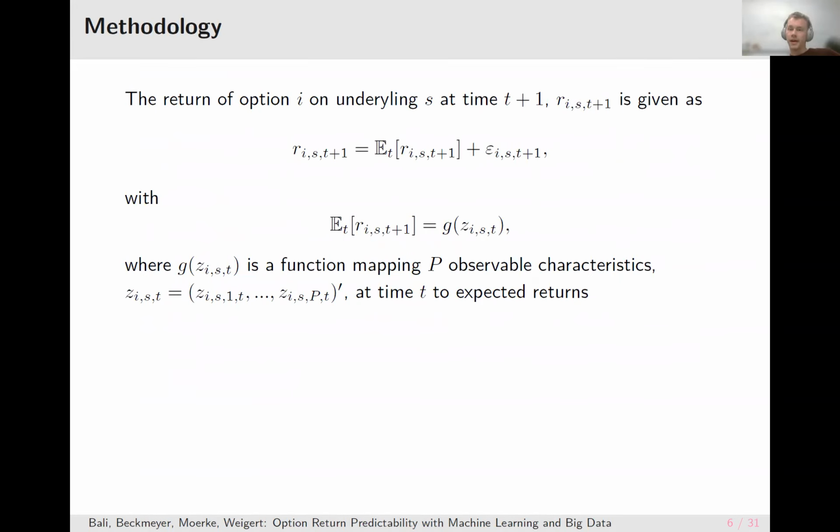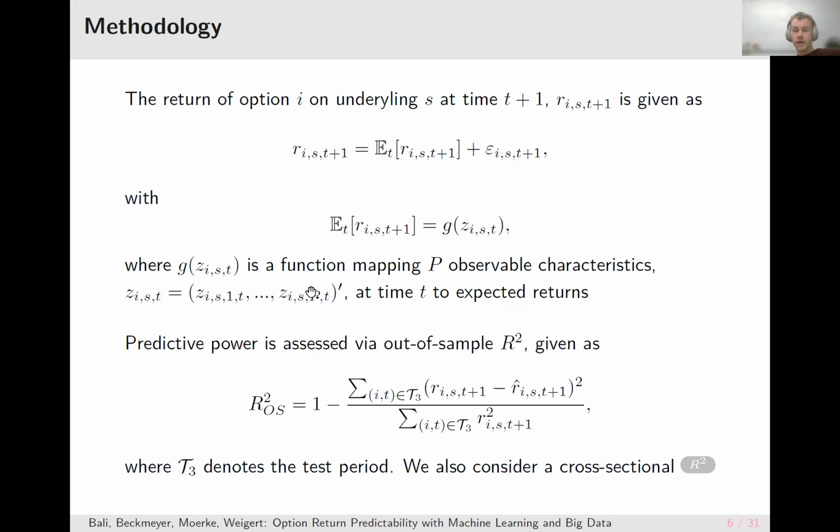Suppose we have an option i that trades on a given underlying S, and we want to know about its return from time t, which is today, to t+1. We simply assume that the return is the sum of the expected return and then some type of expectation error. And we assume that we can approximate this expectation through a function g, which simply maps p observable characteristics at time t to expected returns, right?